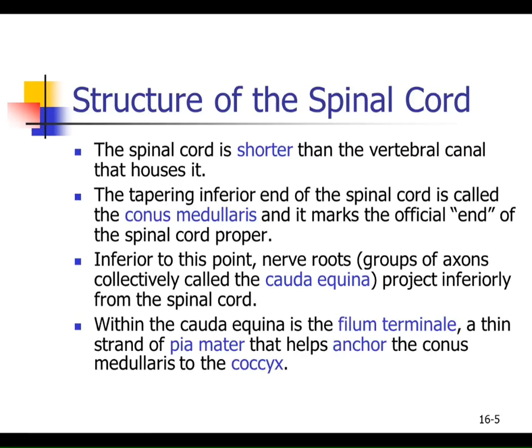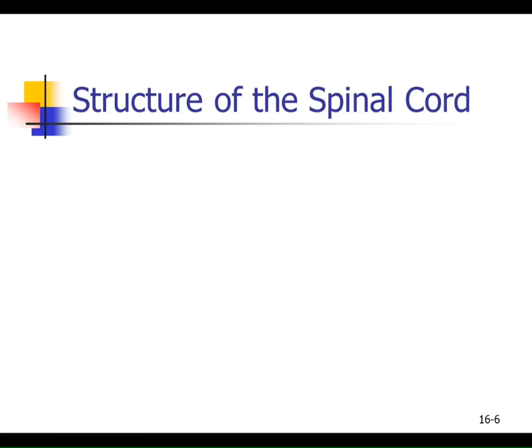The spinal cord comes to a pointed tip at about L1 called the conus medullaris, or the medullary cone, and everything inferior to that point collectively is referred to as the cauda equina. That is because it resembles a horse's tail. There is a strip of pia mater-like material that goes down the very center of this called the filum terminale, and that helps to anchor the conus medullaris down to the coccyx.